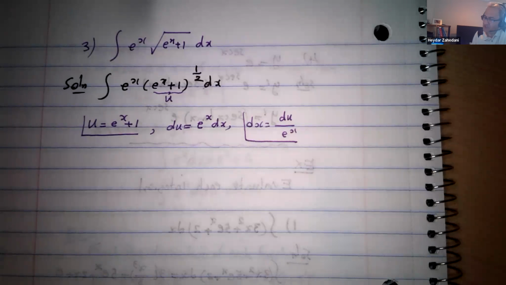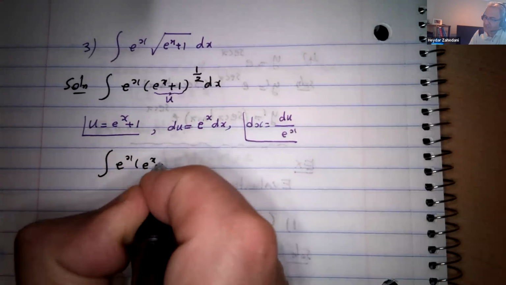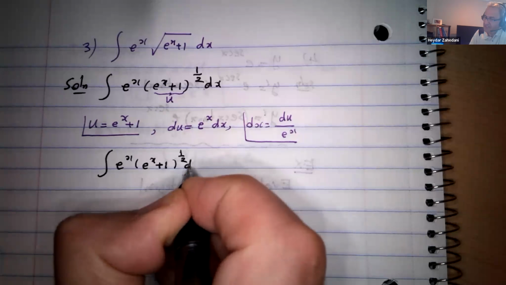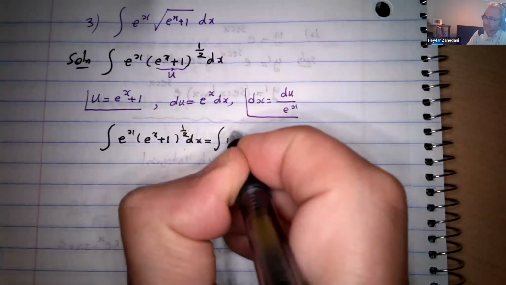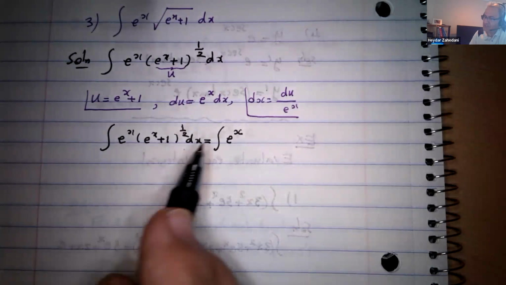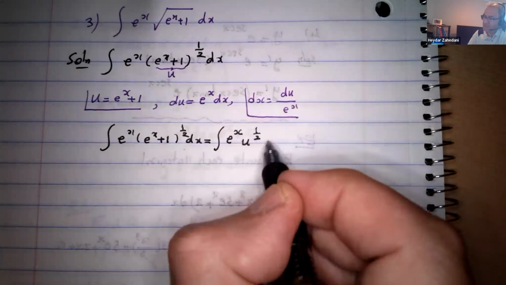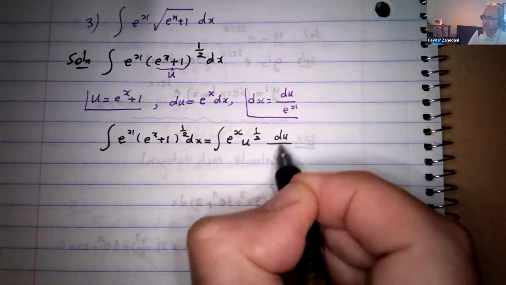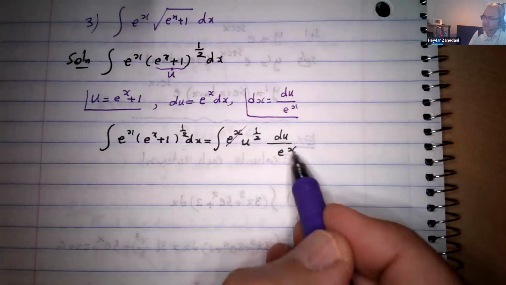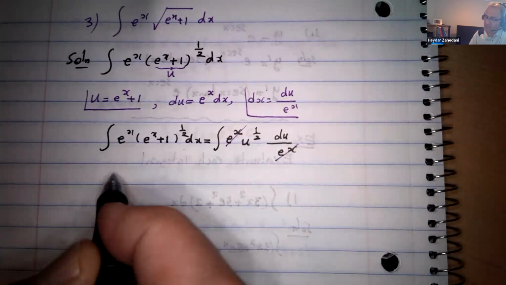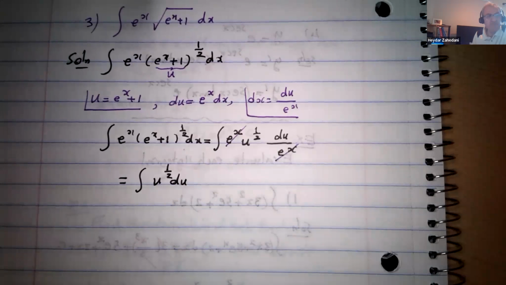Okay, so going back to the original one, that is e to the x times (e to the x plus 1) to the half dx. It is going to be equal to, you don't have anything for e to the x, don't worry. The inside, you call this one u, so it's going to be u to the half. And the dx, what's the dx? The dx is the du over e to the x. So e to the x and e to the x would cancel out. You get u to the half as you predicted. You see, that's going to be the one.